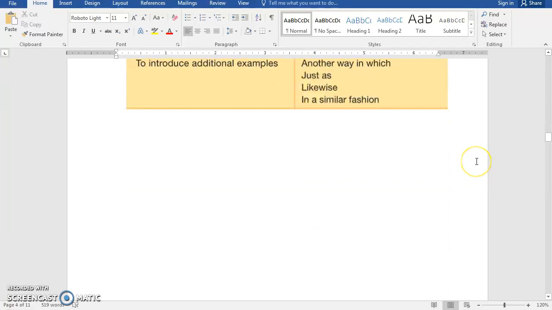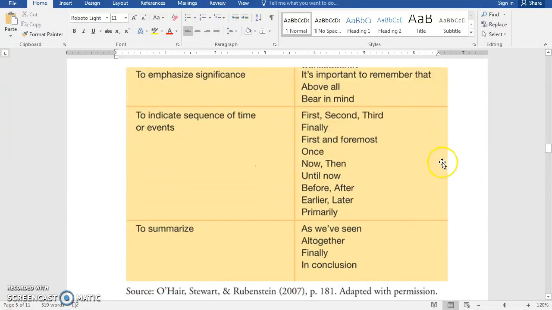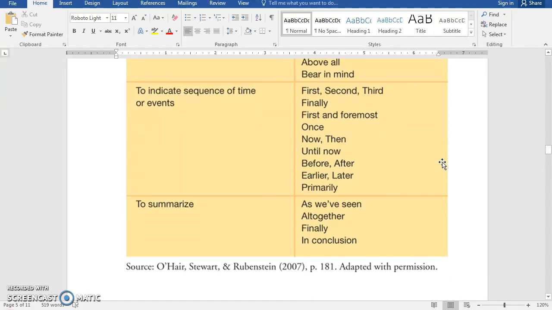And I'm going to put this document on Blackboard so that you can reference all of these if you're interested. To indicate a sequence of events, first, second, third. That is incredibly useful. Now, you're probably going to want to use list format because we're doing tech writing if you choose that one. If you want to summarize, as we've seen, altogether, finally, don't use in conclusion. It's always overused. To me, it's always boring.